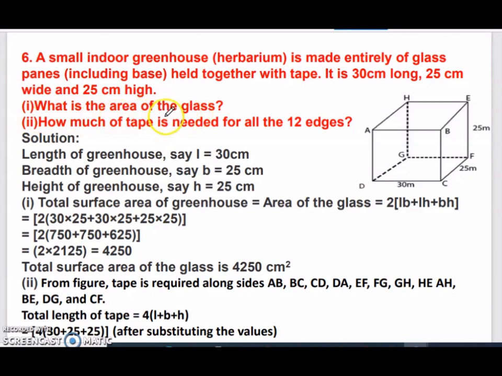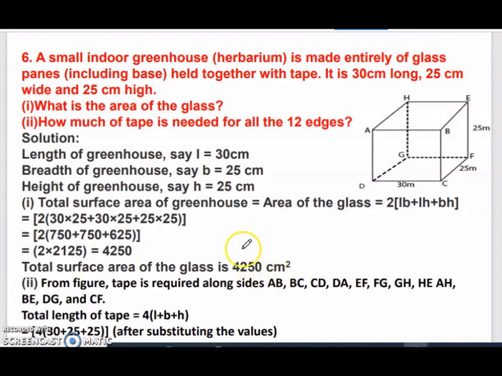So for this you will be finding the total surface area, because entire faces are made of glass only. So total surface area is 2 into LB plus LH plus BH. You will substitute length, breadth and height over here, and you can find out the total surface area of this entire herbarium. That is coming as 4250 centimeter square.